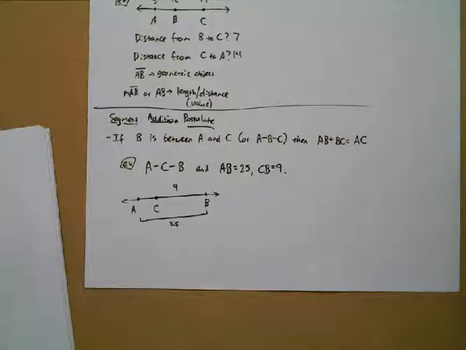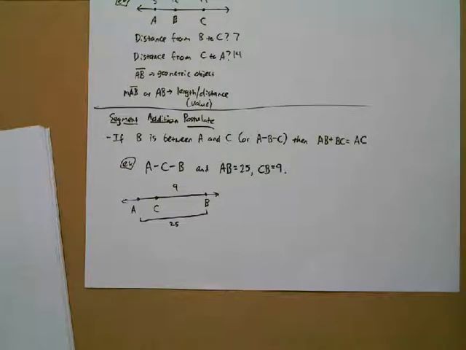And what would AC be? 16. Right, 25, take away the 9, 16. Okay? The total is 25, and this piece is 9. The remaining piece there is going to be 16. Okay. Using it in terms of the segment addition postulate, right?